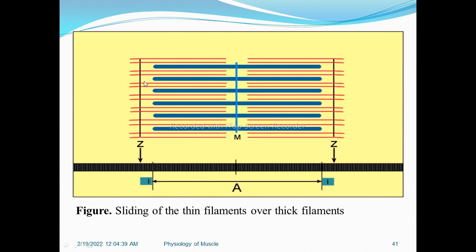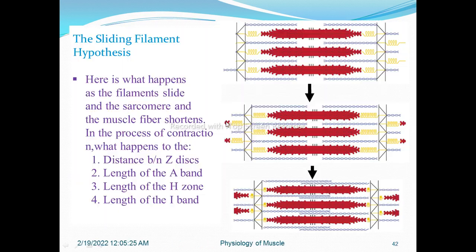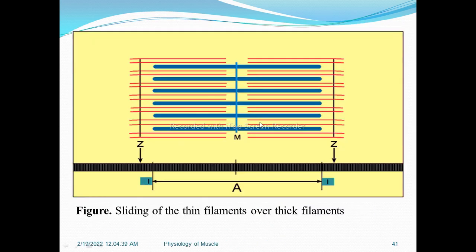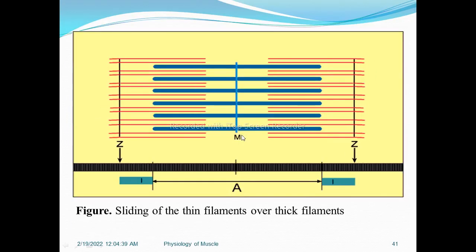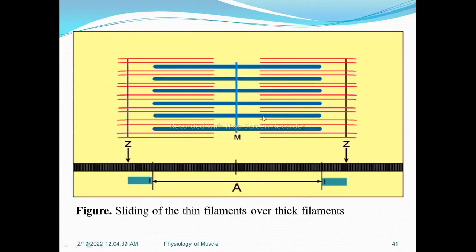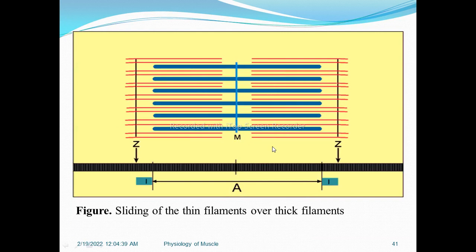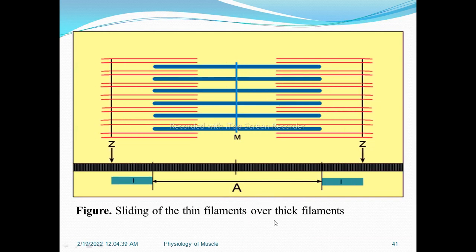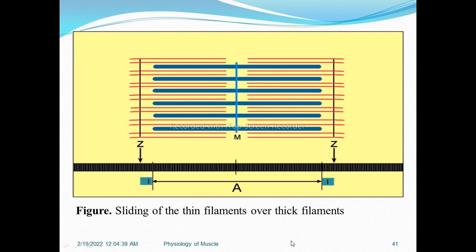So this between two Z discs is known as a sarcomere. From this one up to this one is the A band. So this is sliding. This is how sliding of filaments occurs, or how movement occurs between the thin and thick filaments.